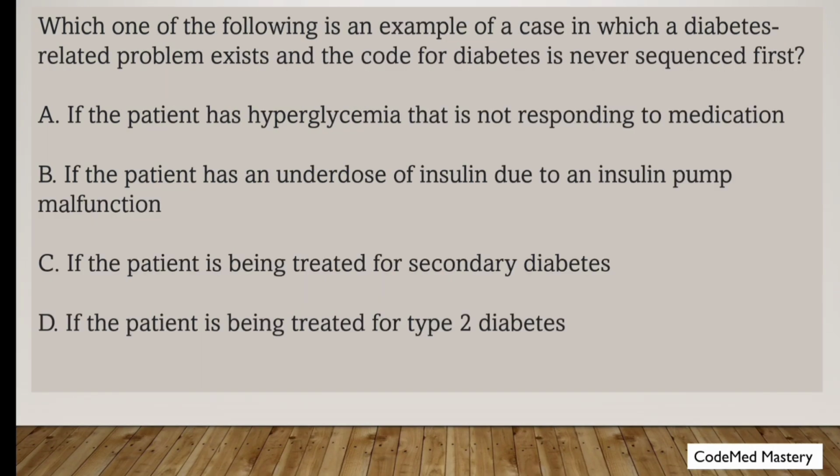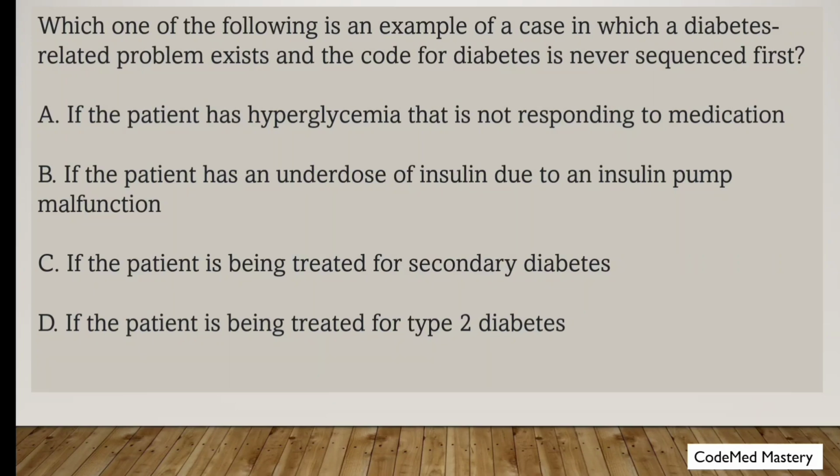Next question. Which one of the following is an example of a case in which a diabetes-related problem exists and the code for diabetes is never sequenced? First, option A, if the patient has hyperglycemia that is not responding to medication. Option B, if the patient has an underdose of insulin due to an insulin pump malfunction. Option C, if the patient is being treated for secondary diabetes. And option D, if the patient is being treated for type 2 diabetes.